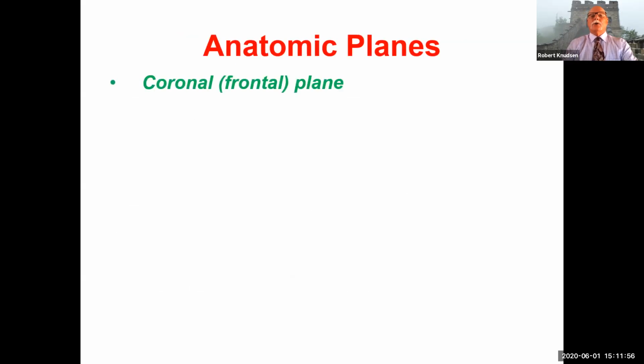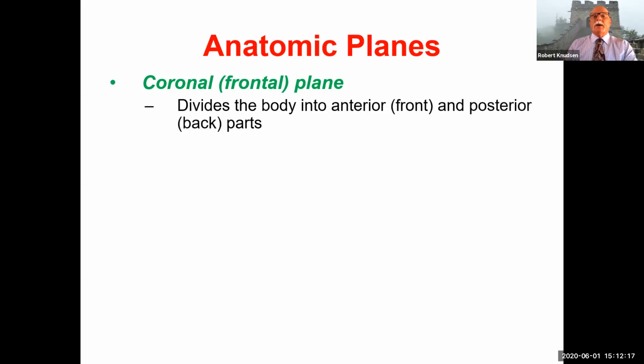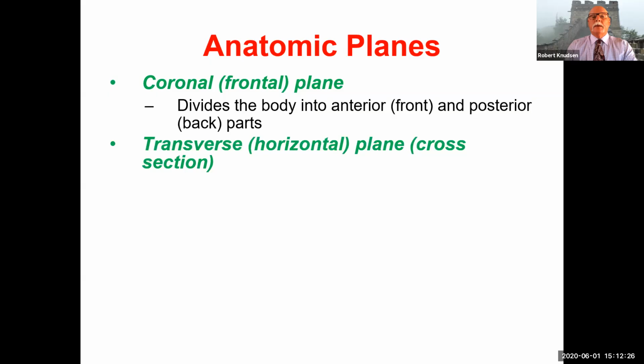Okay, here we go. Coronal, also called the frontal plane. Now watch this, because if there's two names for something, I try and put the other name right next to it in parentheses. So coronal, frontal. Got it? That's this one. Coronal, frontal, divides the body into an anterior, front, and posterior, back. Think of it going from shoulder to shoulder.